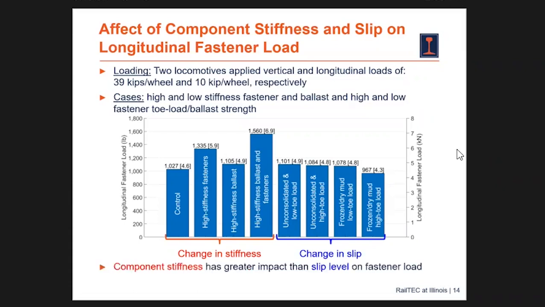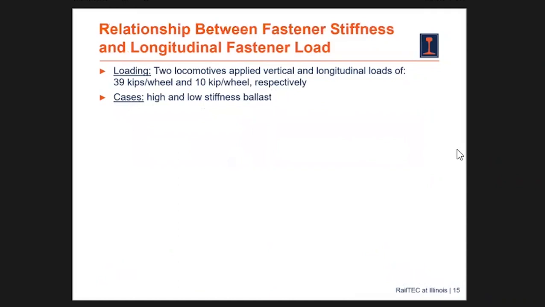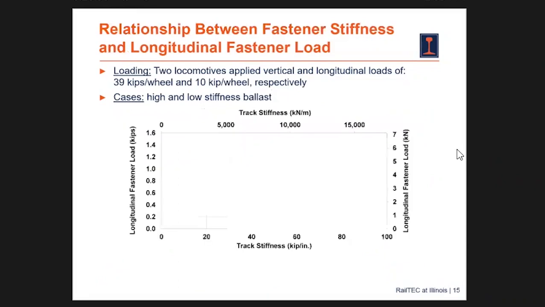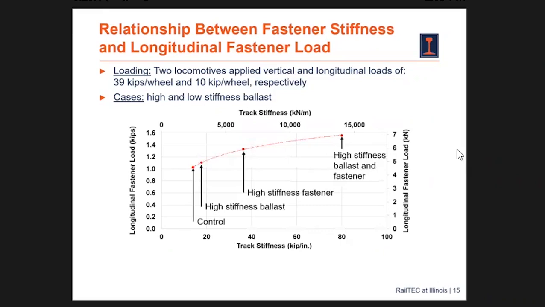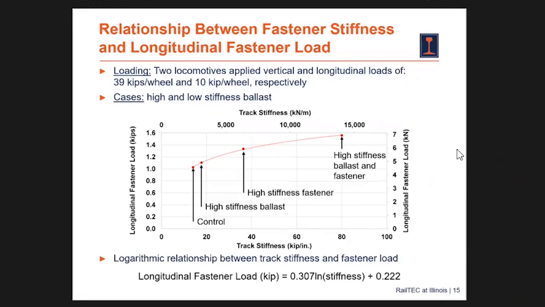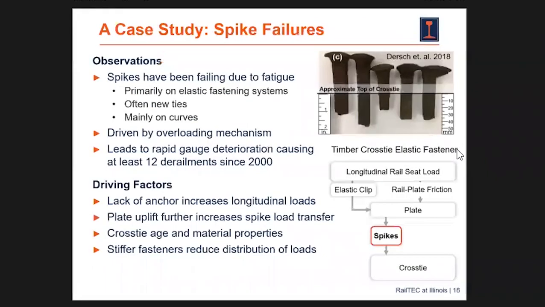So we can see that component stiffness has a greater impact than the strength within the reasonable levels that we were looking at within this study. And even with high stiffness ballast and fasteners, we can increase the fastener loads by 50%. And what's the relationship? We can look at this a little bit more, given we know there is a relationship between stiffness and longitudinal fastener load. If we take our control value and then add in these high stiffness ballast and fasteners, we can now come up with a relationship between track stiffness and rail seat load, which helps us understand what are the demands that these fasteners need to be subjected to or designed to.